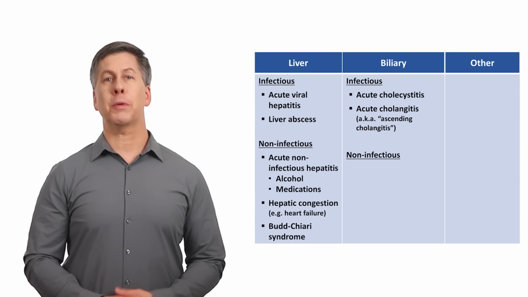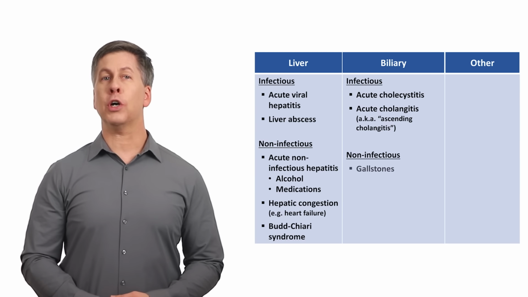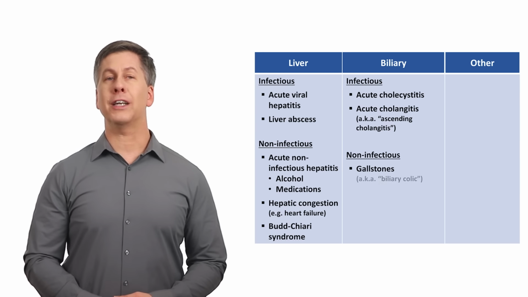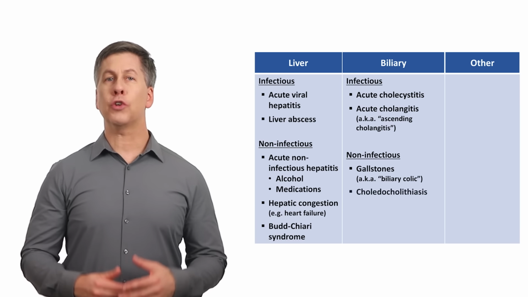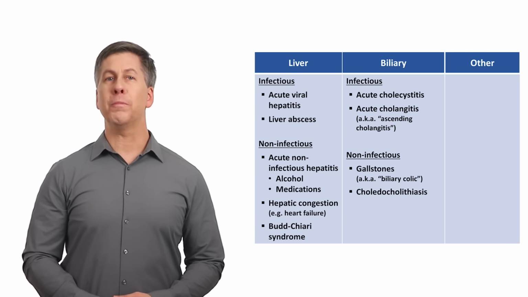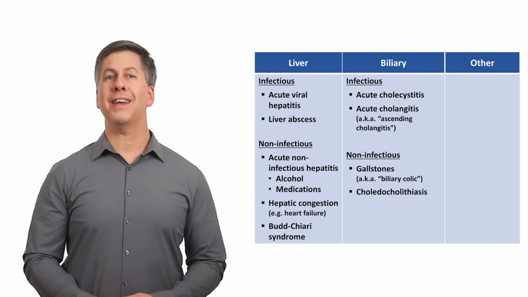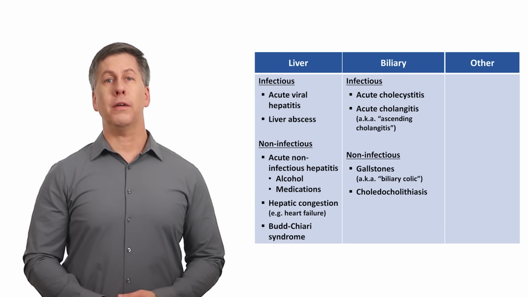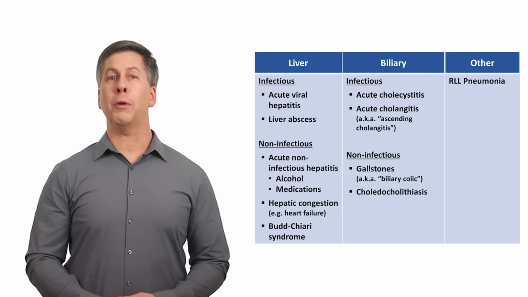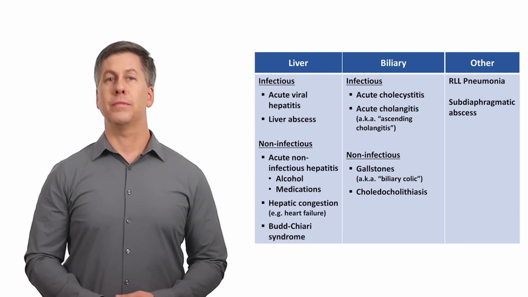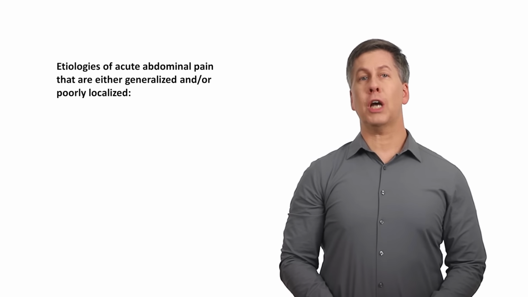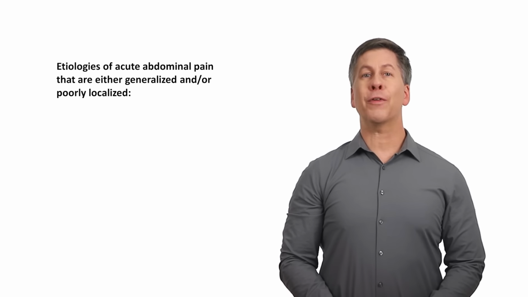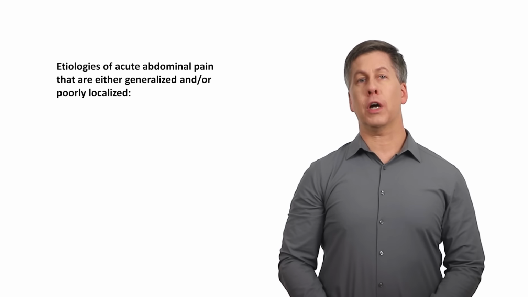Relevant non-infectious pathologies of the gallbladder include simple gallstones, which lead to a condition known as biliary colic, and choledocholithiasis, a mouthful that means a gallstone trapped within or actively passing through the common bile duct. Lastly, in the other causes of right upper quadrant pain are referred pain from a right lower lobe pneumonia and a right-sided subdiaphragmatic abscess.